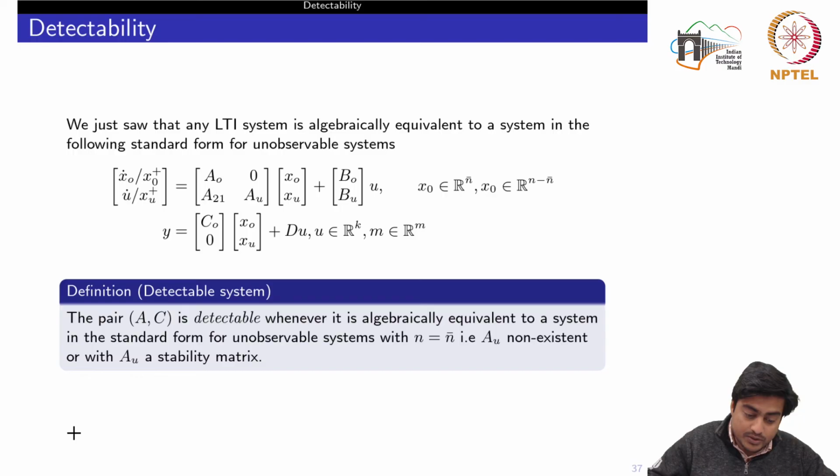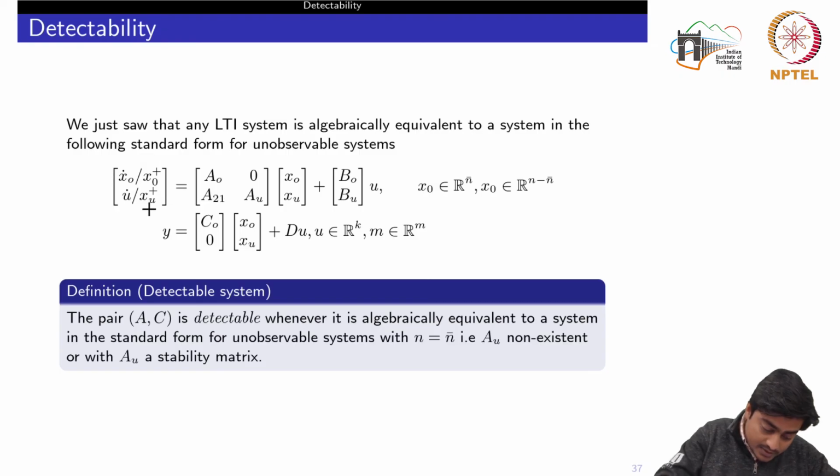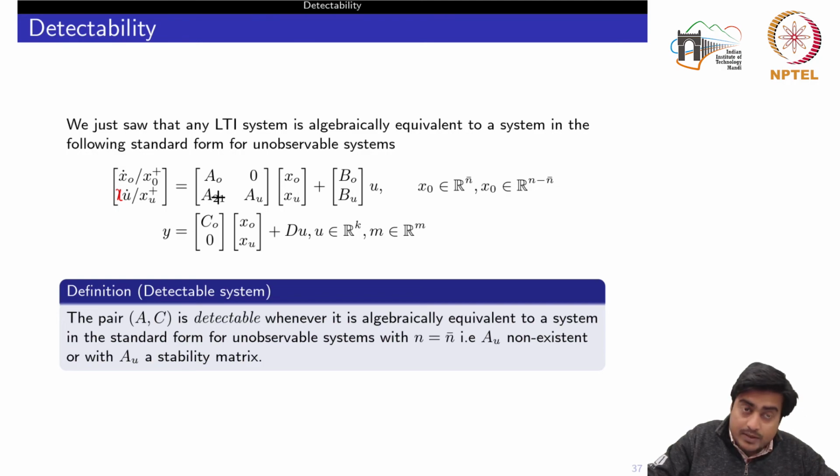Now after this decomposition, we will go towards obtaining weaker results than observability. So we had seen that an LTI system is algebraically equivalent to a system in the following standard form for unobservable systems, right, where we have decomposed the states. So this is X_U dot, right, so do not confuse, this is X_U dot as the observable and unobservable decomposition.